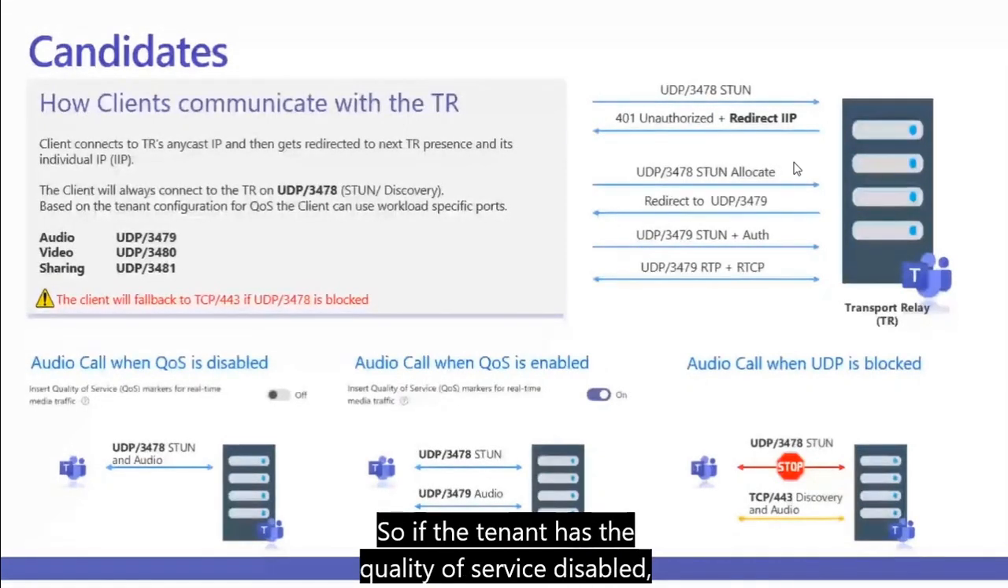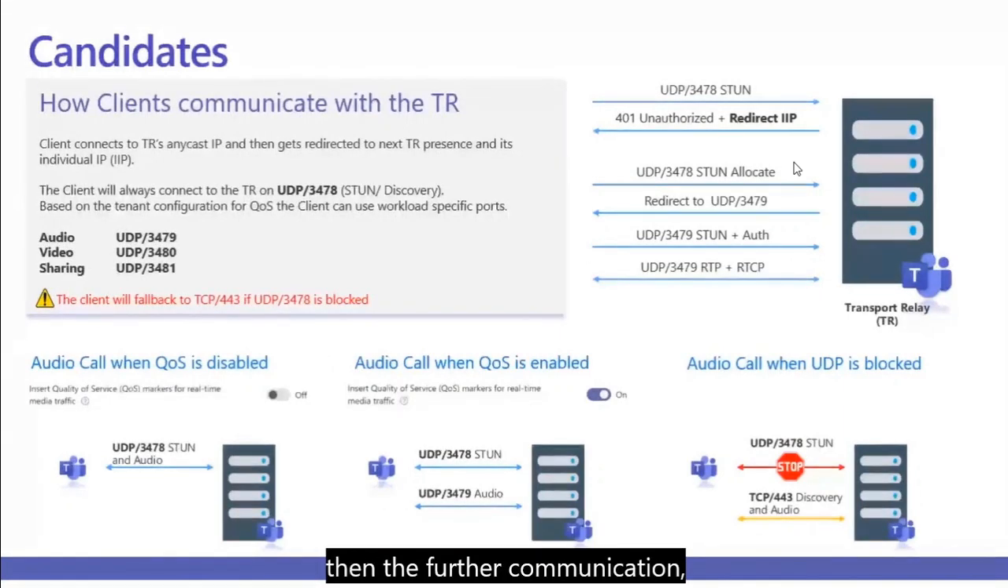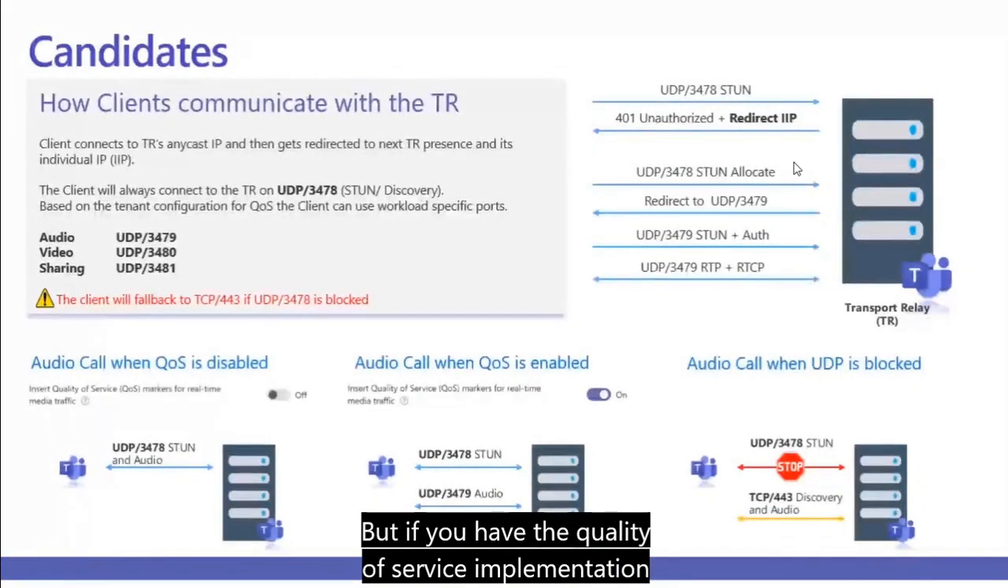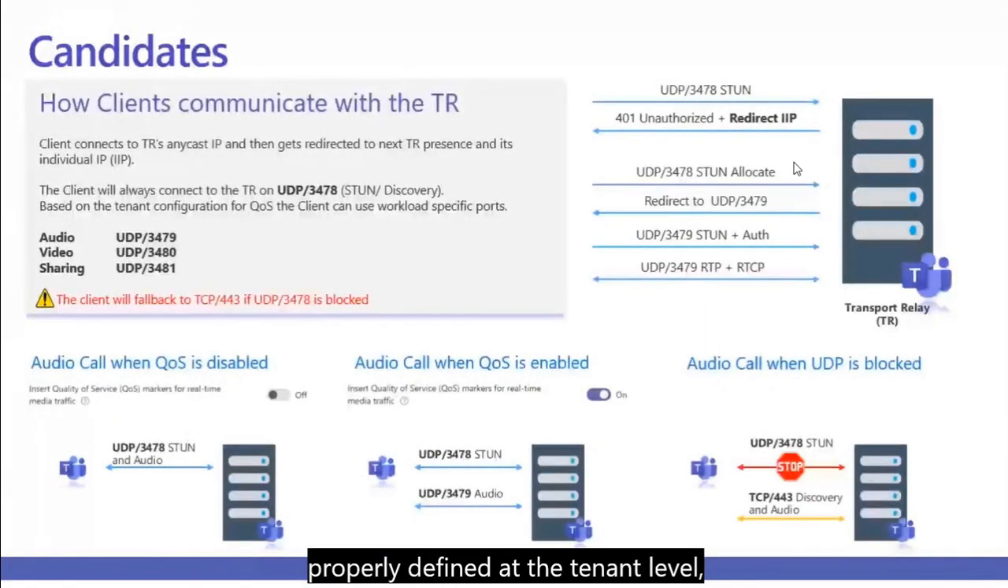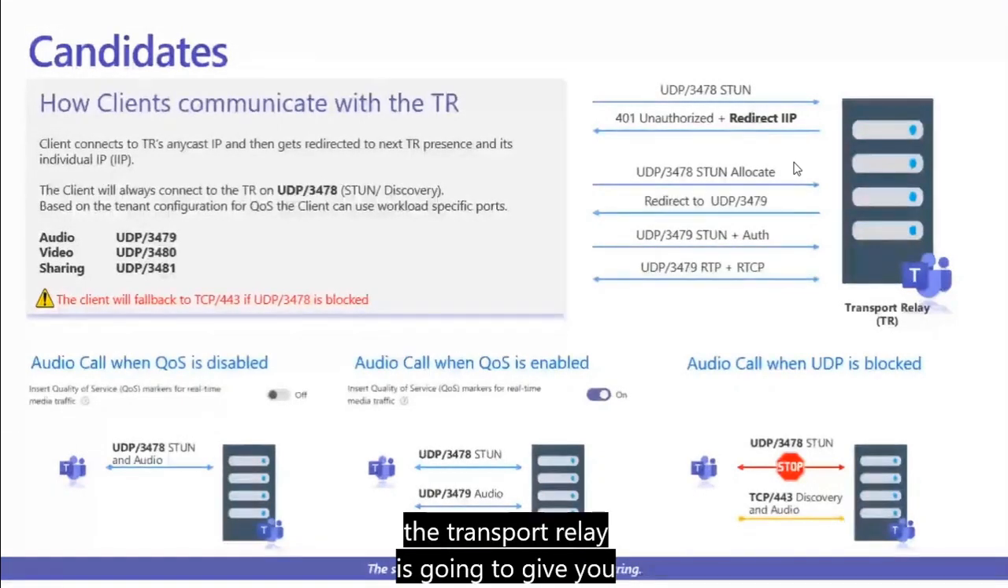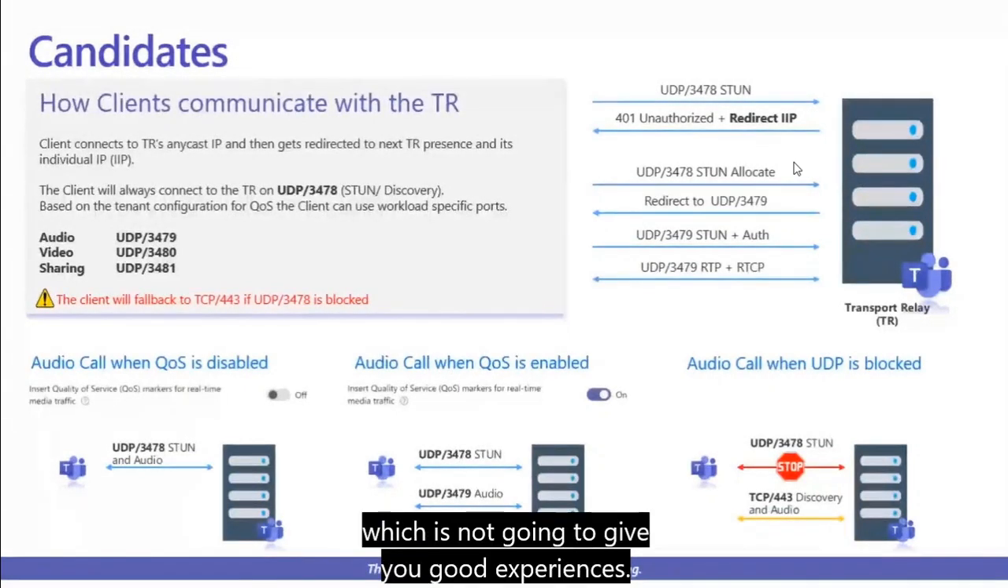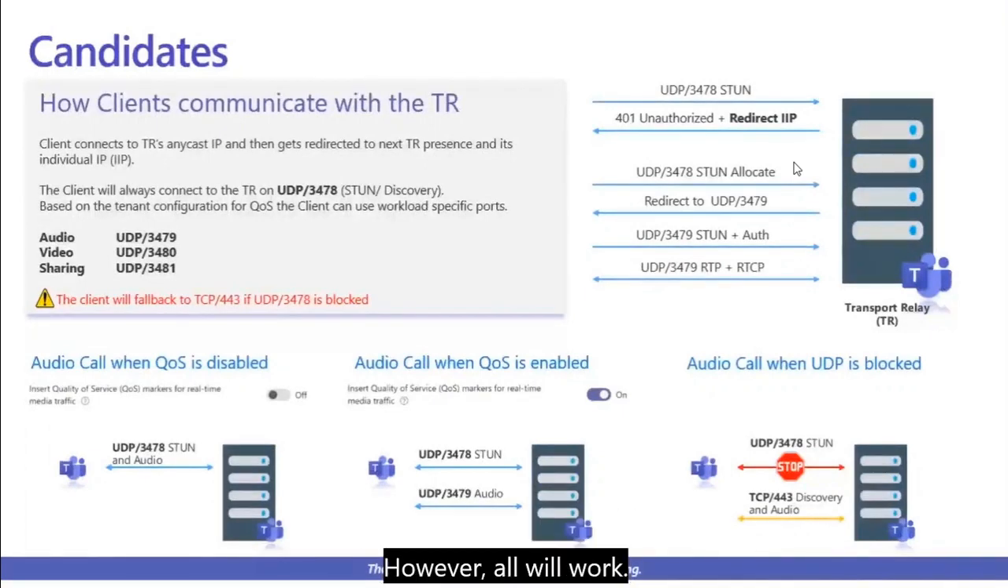If the tenant has quality of service disabled, then the further communication, irrespective of the modality like audio or video, is going to happen on 3478 itself. But if we have the quality of service implementation properly defined at the tenant level, then for audio traffic, the transport relay is going to give you a redirection to 3479 ports. In cases where UDP is blocked, Teams fails back to 443 TCP, which is not going to give you good experiences. However, the call will work.